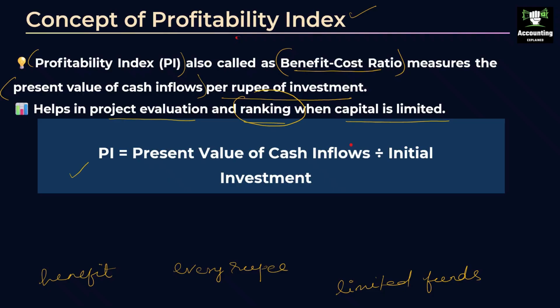Formula for PI is very easy. Present value of cash inflows divided by initial investment. Cash inflows, initial investment and discount rate will be given in the exam. You have to just find out the present value of cash inflows. That's why I told you that you have to be thorough with the time value of money. Discount rate, discount factor or cost of capital are all the same. If they use any one of these in the exam, don't get confused. All are the same.